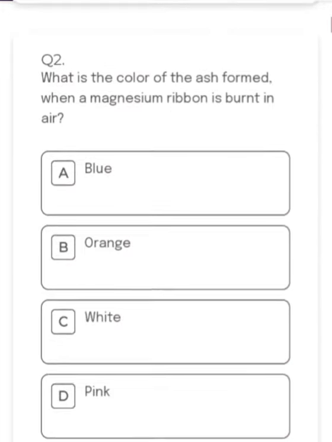Next question, what is the color of the ash formed when a magnesium ribbon is burnt in air? We know that when a magnesium ribbon is burnt in air, the ash is formed. The color of that ash is, so its correct option is option C, white color.